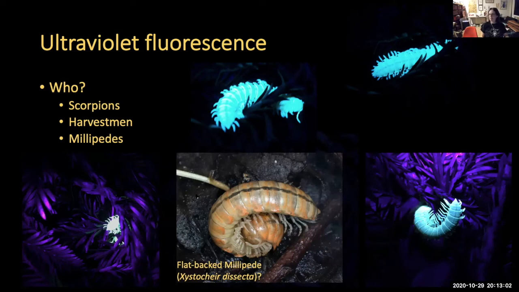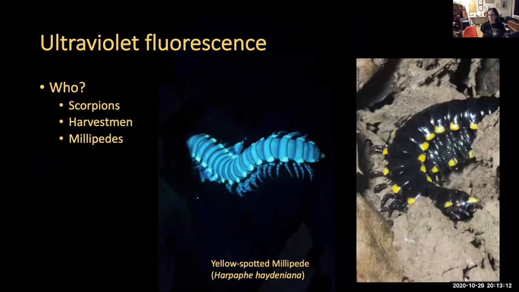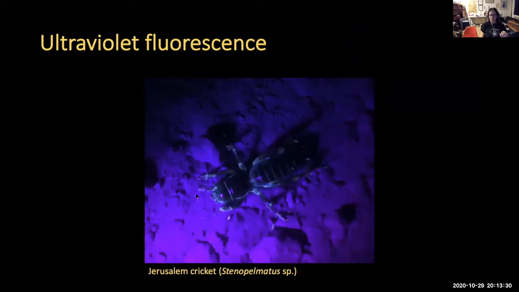So again, without the UV light, it would be very difficult to find something like that. And that's another species of millipede that also fluoresces very nicely. This is the same one. And I think it's actually a pair mating. And then sometimes centipedes fluoresce a bit, but usually they don't stay long enough for you to find out. They'll take off quickly. And even a Jerusalem cricket might look interesting under UV light. But again, nothing like the scorpions and the flatback millipedes.